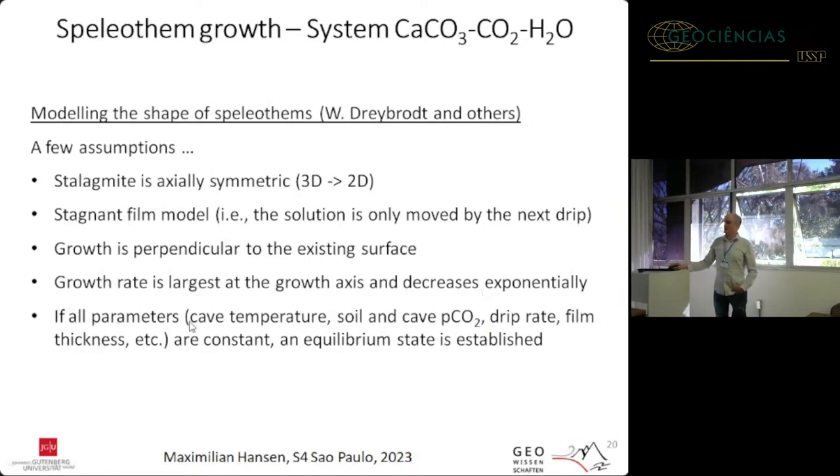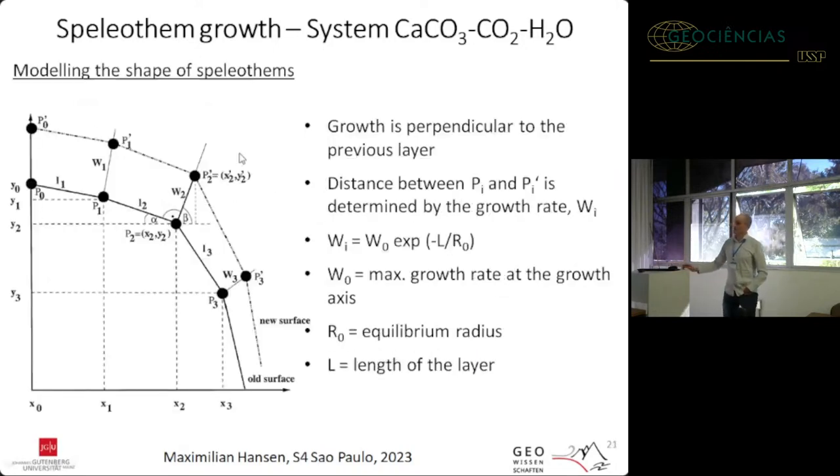And all these parameters, like cave temperature, soil and cave PCO2, drip rate, film thickness, and so on, are constant, and an equilibrium state is established within that film. So these are the assumptions for this model. And this is what the model then looks like. This is a paper from Kaufmann in 2003, I guess. So the growth is perpendicular to the previous layer. That means they divided it into different boxes, and you have the growth perpendicular to the previous layer, and the distance between these two points is determined by the growth rate.